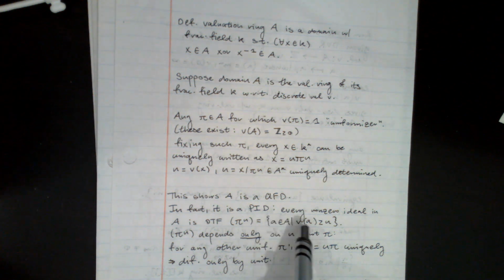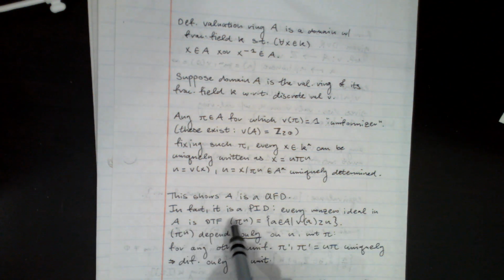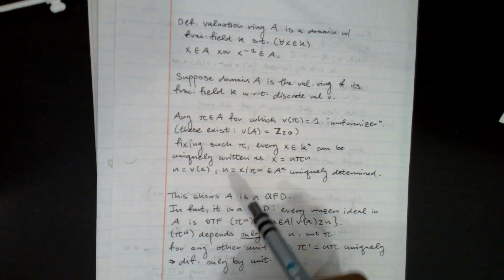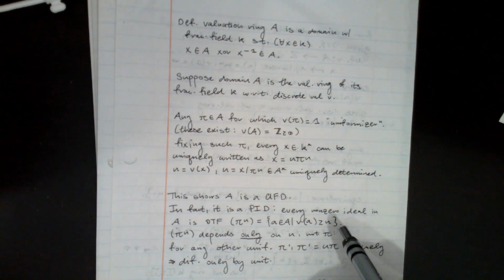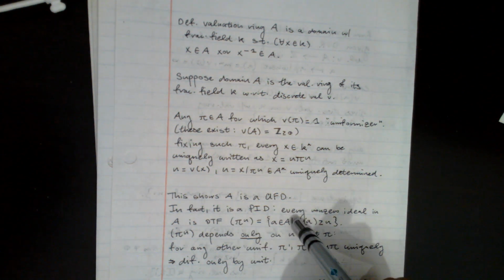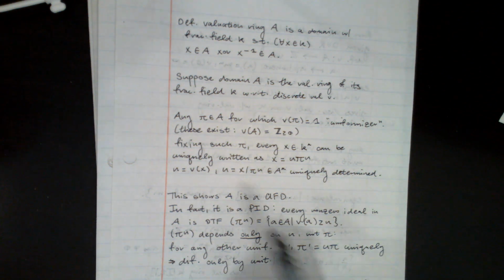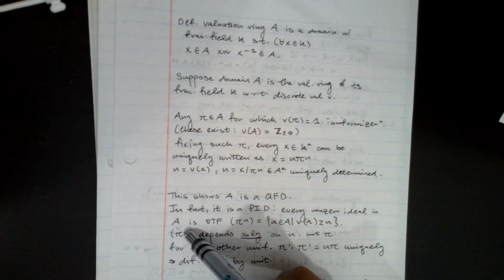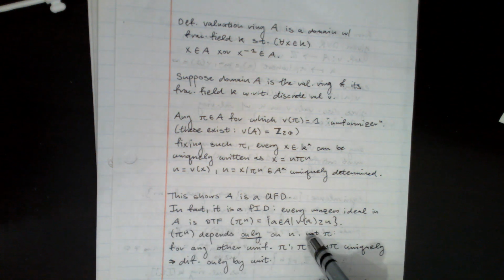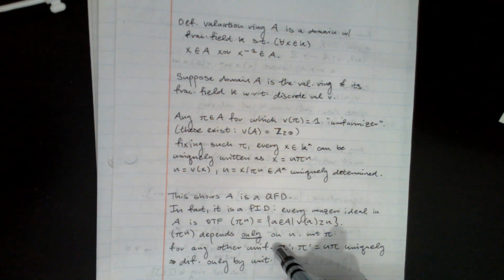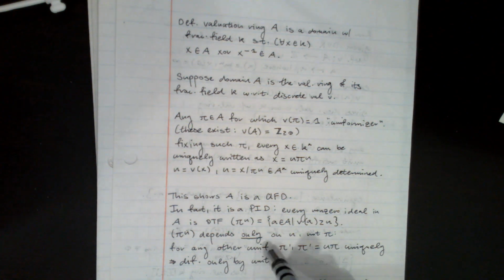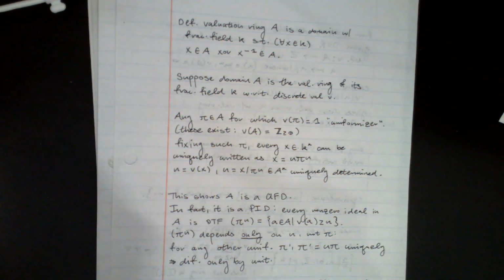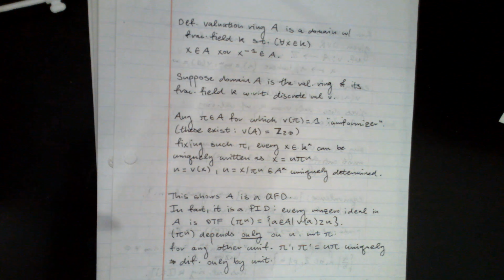So to show it's a PID, we note that every non-zero ideal in A is of the form generated by pi to the n, which denotes all elements in A whose valuation is greater than or equal to n. So this is going to be every ideal as n varies. Note that this ideal depends only on n and not pi, because any other uniformizer pi prime can be uniquely written as u times pi, so any pair of uniformizers differs only by a unit. So this is even simpler structure than we started with.